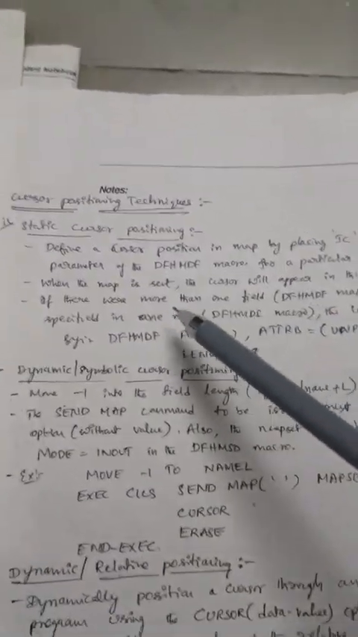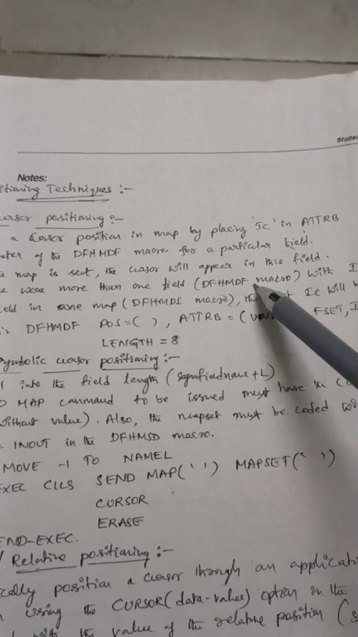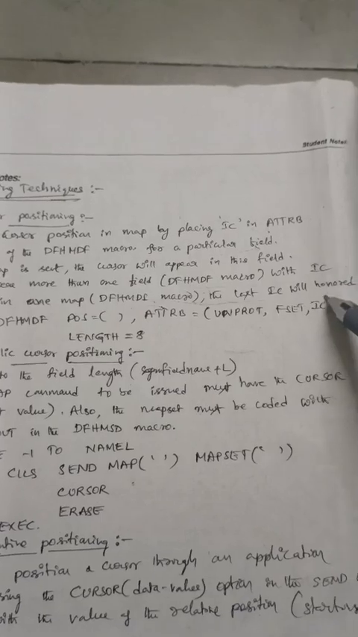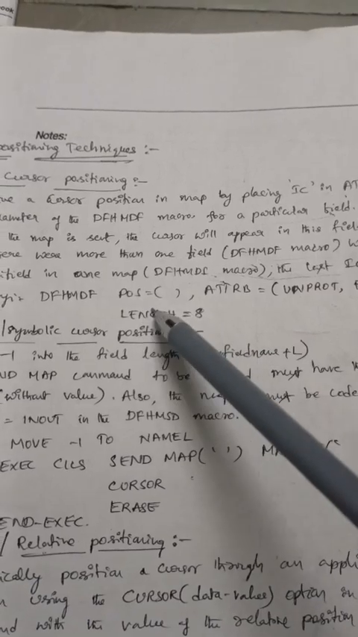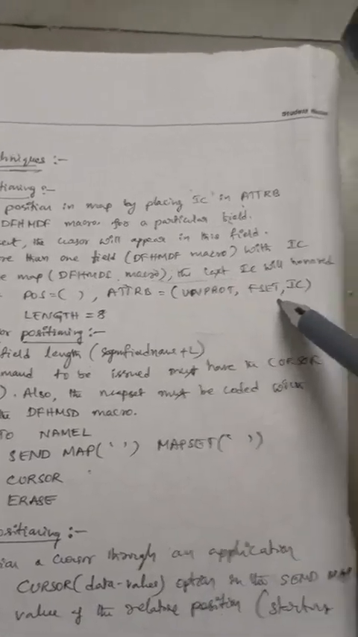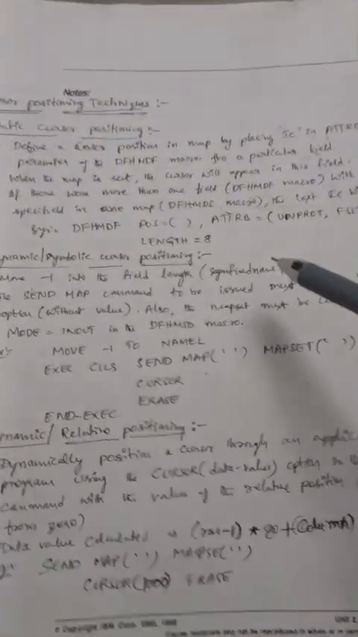Here they are telling the same thing. If there is more than one DFHMDF macro with the IC parameter in one map, the last IC will be honored, meaning the cursor will go to the last parameter. And this syntax is the same as the physical map positioning attribute: we have coded FSET, the IC parameter, and the length here, the same as I coded for the date field and name field.